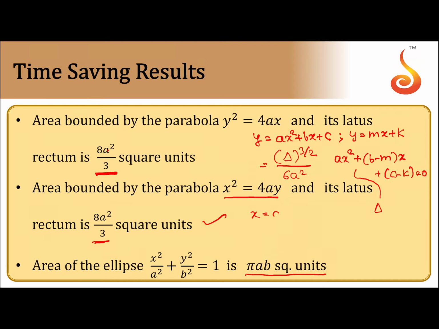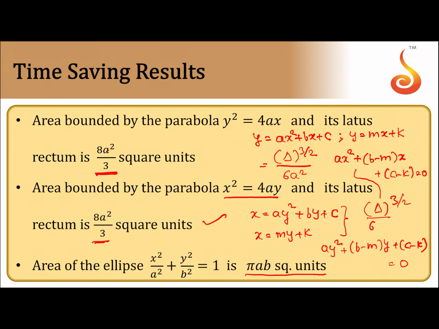Similarly, x equal to ay square plus by plus c, and x equal to my plus k. Then the same formula for discriminant will be ay square plus b minus m into y plus c minus k equal to 0. So this is the discriminant again, delta to the power 3 by 2 by 6a square. Please write down these two formulae, they are very important.